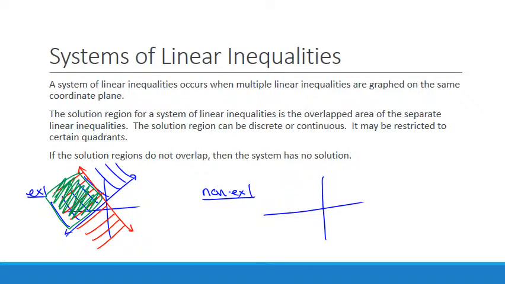So it's pretty obvious if there's not a solution. Here's my one inequality, and there's the solution region. And then let's say we have another inequality here, and its solution region goes on the other side. There is no overlap, meaning there would be no answer. So visually, when there's overlap, that's the solution region. And when there is no overlap, it just means there is no solution.